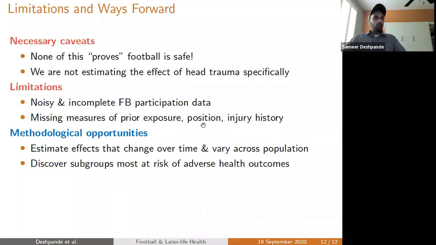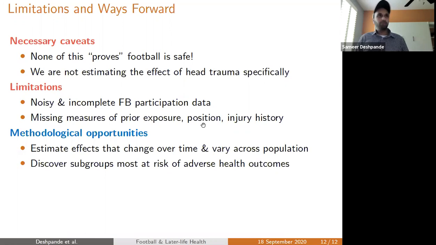All of our work so far has been about estimating the effect at a particular point in time, at age 30, at age 65, at age 75. What we weren't really able to do at the time, because we lacked the data and the methods, was to estimate how effects of playing football might change over time and how they might simultaneously vary across the population. It could be the case that there is a subgroup for whom the effect of playing football on cognition worsens over time, and in another group, it might start off with a really big effect that attenuates over time. So figuring out how effects change and how these changes vary across the population is a really important problem.